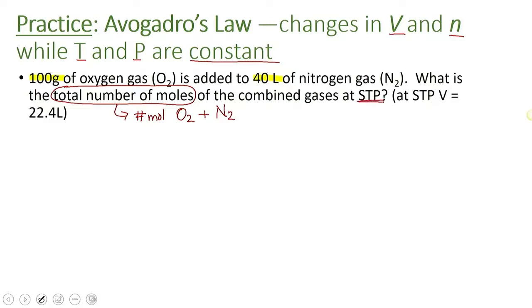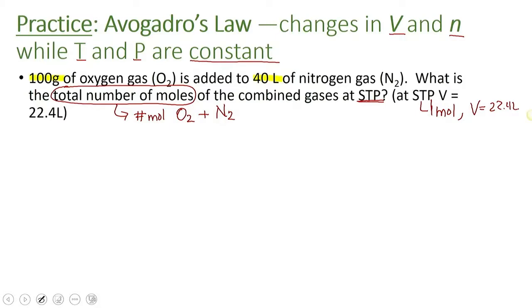Well, STP, we know that 1 mole at STP has a volume of 22.4 liters. Okay? So if I have 1 mole of a substance or of a gas, it's going to have a volume of 22.4 liters. So we're going to use all this information together to solve this problem. So what is the total number of moles?